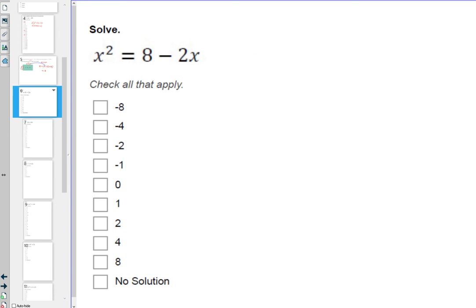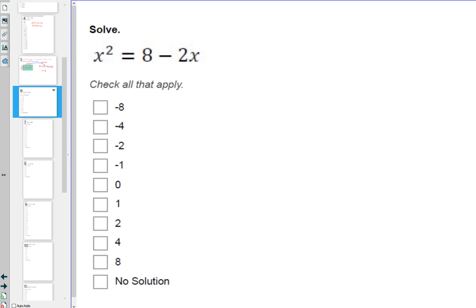Here, you were not told which method to use. On the test, with multiple choice, you can do whatever method you want. There will be free response, and on the free response, you have to follow directions. For these, we'll just use whatever we think is best.